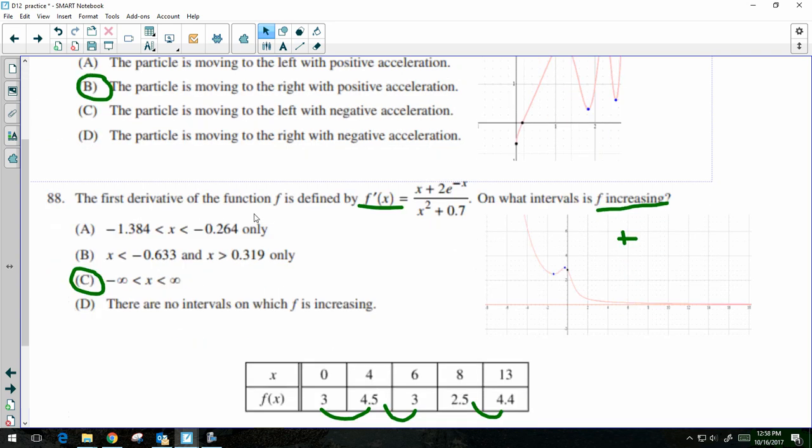88, the first derivative of the function is defined by, and they give us the first derivative. They want to know when f is increasing. Well, when I plugged in the first derivative, I noticed it was all positive. When my derivative is all positive, when my slope is positive, my function is increasing. So it's all positive, so it's increasing everywhere. Choice C.